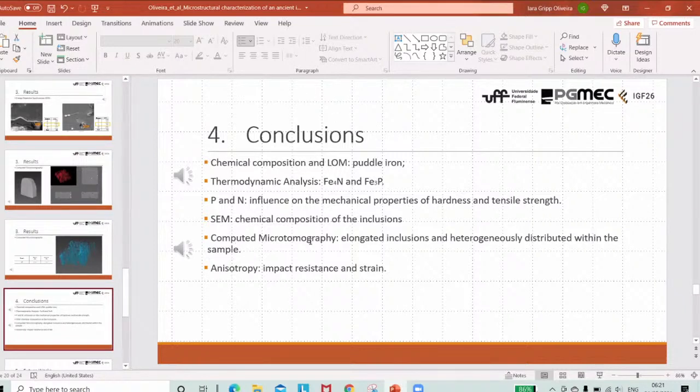And with the computer microtomography, you could see the distribution of those inclusions. It's a non-homogeneous distribution, and it has a high impact on the anisotropy of this material. This material has a high anisotropy, which has an impact on the impact resistance. In the literature, we find that when we analyze samples from the longitudinal and transverse directions, the values we obtain are quite different, and it also has an impact on the strain of this material.